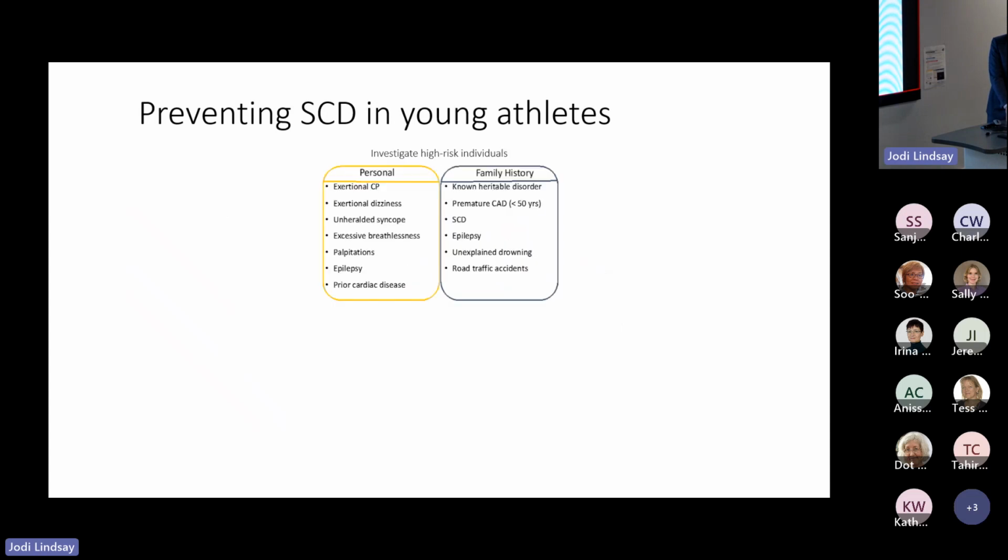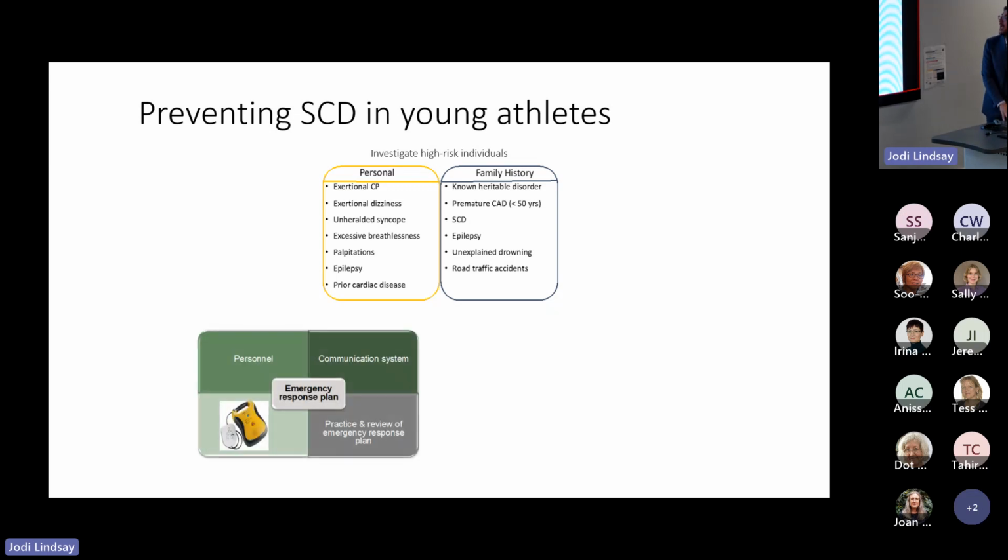Now, in terms of preventing sudden cardiac death in young individuals, there are certain things that we can do. One, and the obvious one, is if you've got someone who is symptomatic, has cardiac symptoms or a family history you're worried about, then they should be evaluated by a specialist, and we all agree on that.